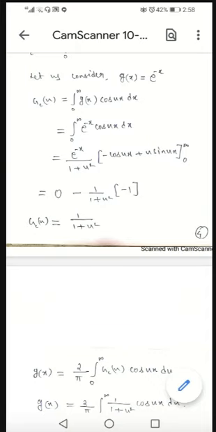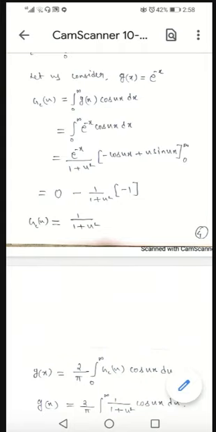Fourier cosine transform of g of x. That means what? Fourier cosine transform of e power minus x. Fourier cosine transform of e power minus x is 1 by 1 plus u square, right? Now I am going to take the inverse Fourier cosine transform. That means what? Inverse Fourier cosine transform of g of x.